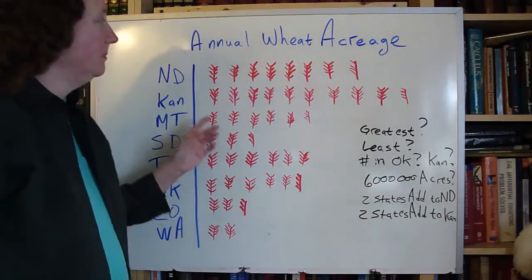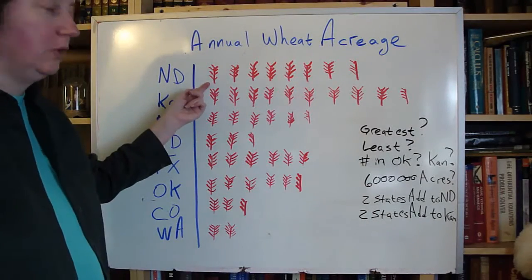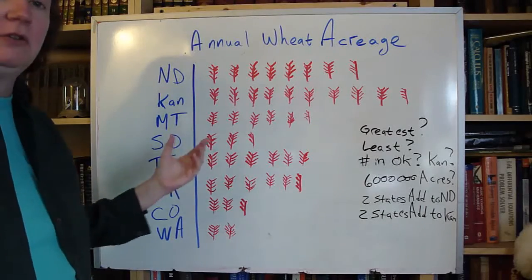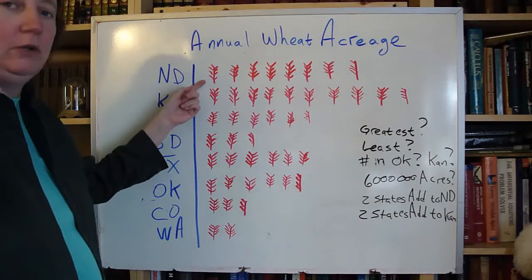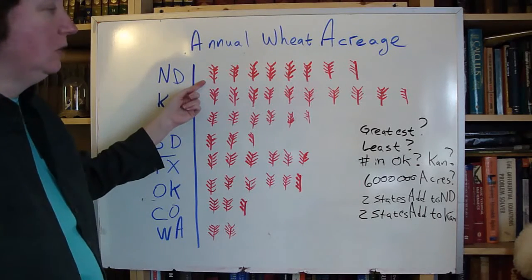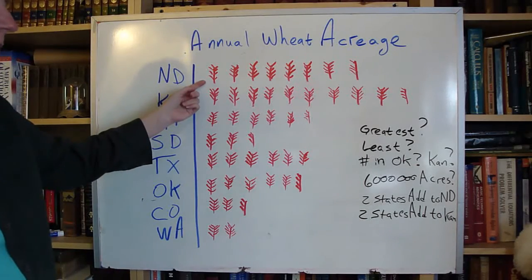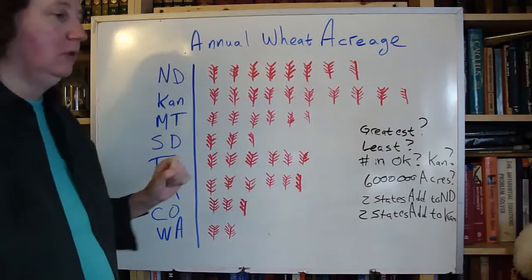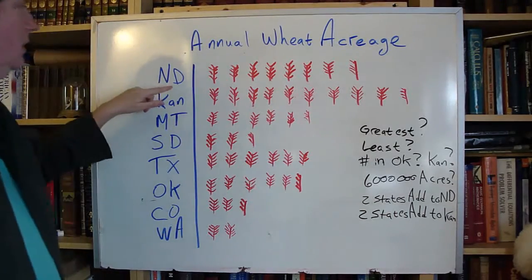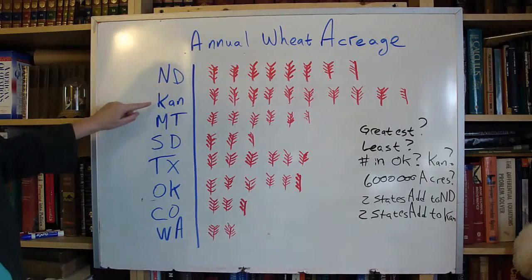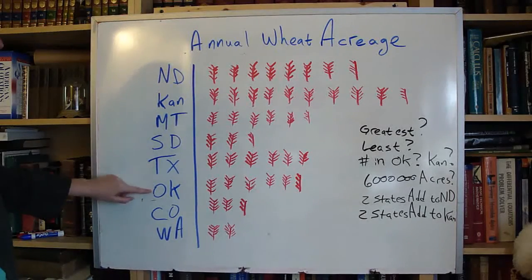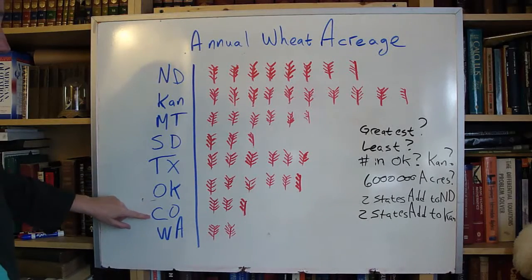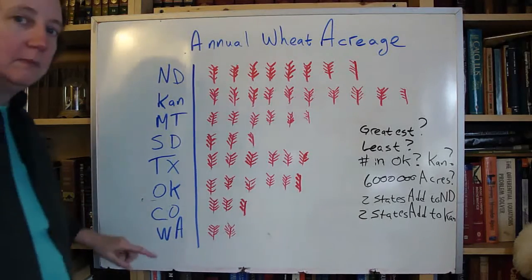A pictogram is where you use pictures to represent how many of a certain object there are. In this pictogram, we are using wheat tassels to represent 1,000,000 acres of wheat being grown in that area. So here we have North Dakota, Kansas, Montana, South Dakota, Texas, Oklahoma, Colorado, and Washington State.